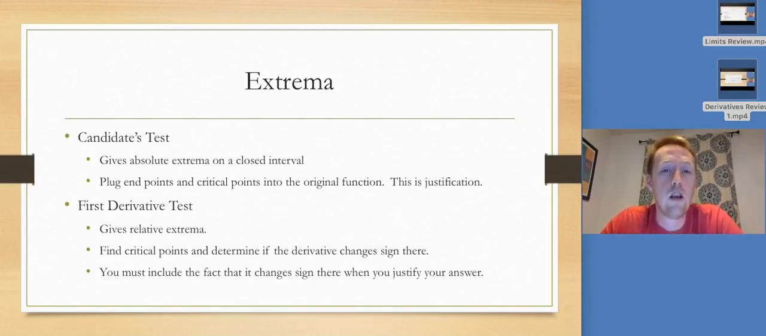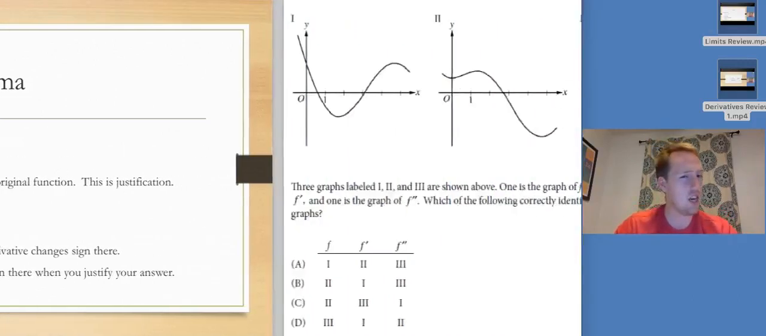But remember, AP graders will not look at your sign chart. It is not a sufficient justification. You have to say the derivative changes sign at this particular x value, or that it's positive to negative if it's a max, negative to positive if it's a min. You have to say that. You have to write a sentence. Don't call it a paragraph. It's a sentence. But you really do have to write it. It's very important that you do that.